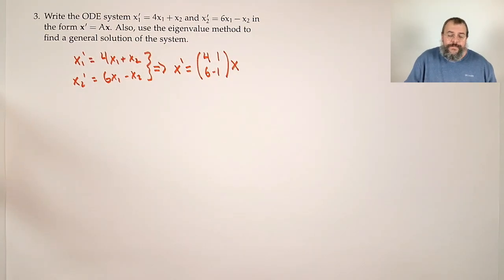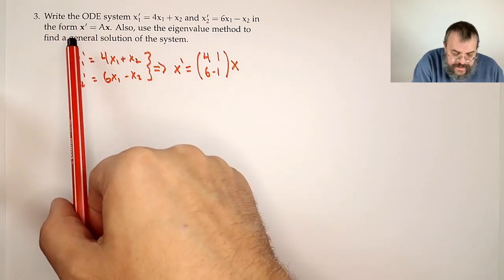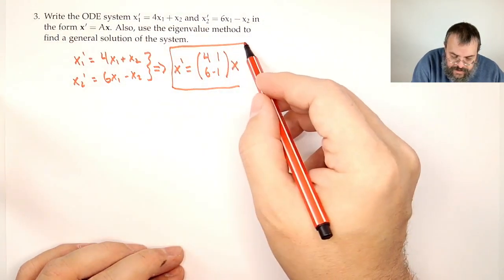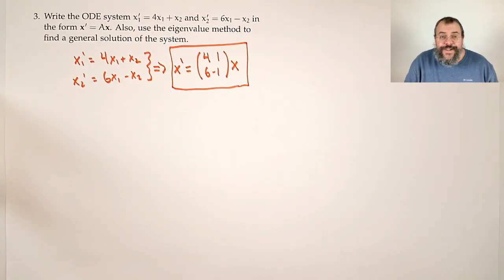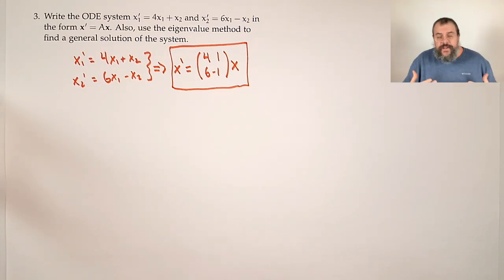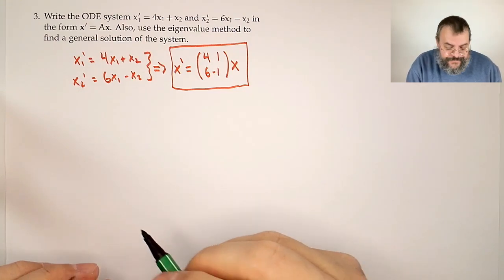There's our first problem, right? It says write it in the form x prime equals Ax. Okay, so that didn't take very long. Well, that's why they had to give us a second part. Use the eigenvalue method to find a general solution of the system. Okay, that one might take us a little bit longer. Maybe. Let's see. So what do? Well, the eigenvalue method says, okay, find the eigenvalues and find the eigenvectors and translate those into functions. So that's what we're going to do.